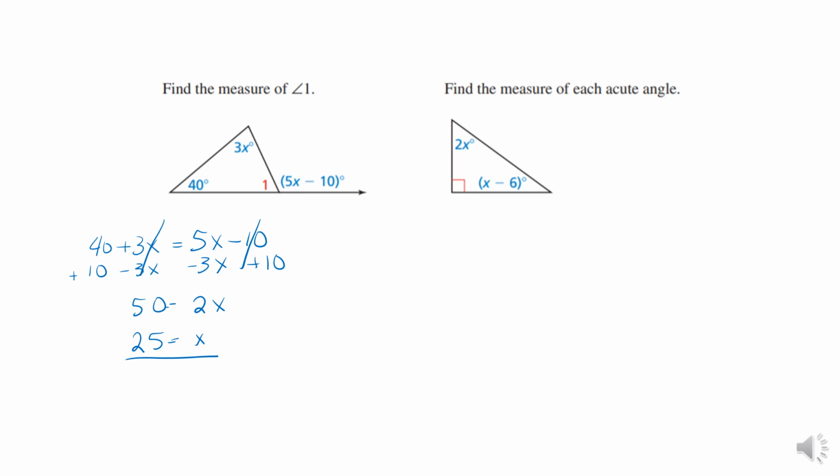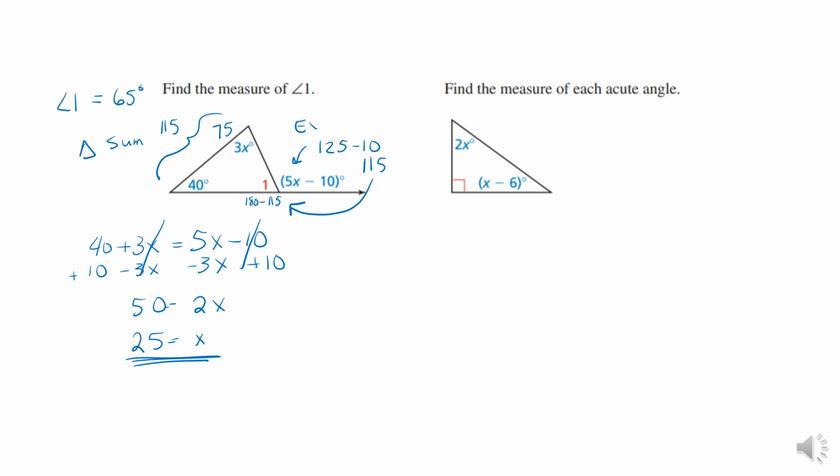So now that I have x, I can do this one of two ways. I can say this is 75, and then I could add them together, and I could say that is 115, and then say this is 180 minus 115, which is angle 1 equals 65 degrees. Or I could calculate this one. 5 times 25 is 125 minus 10 is 115. And then I would use the same calculation I used before. So it's either one that you choose, but you do have to solve for x first. You could use the triangle sum theorem, or you could use the exterior angle theorem.